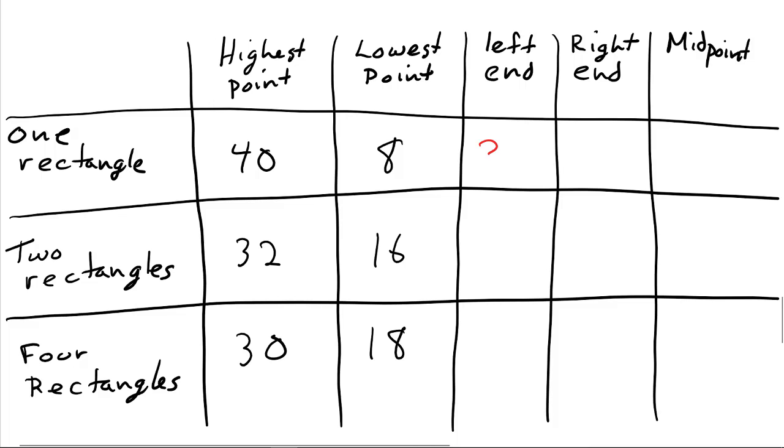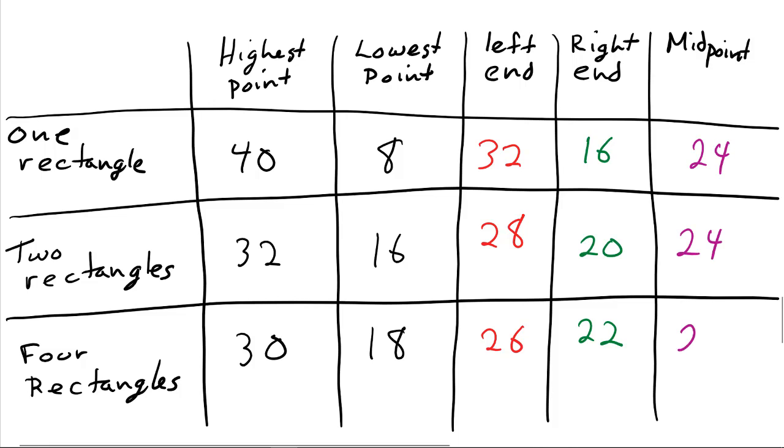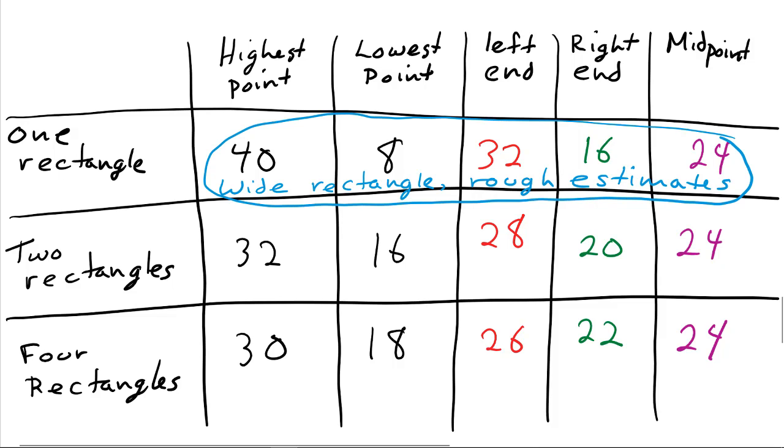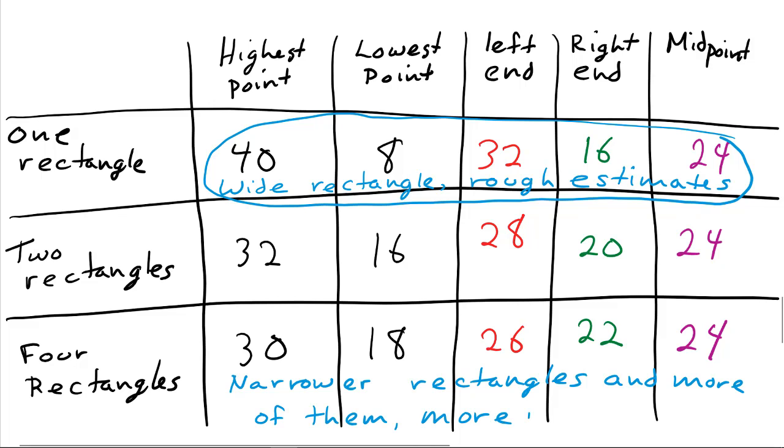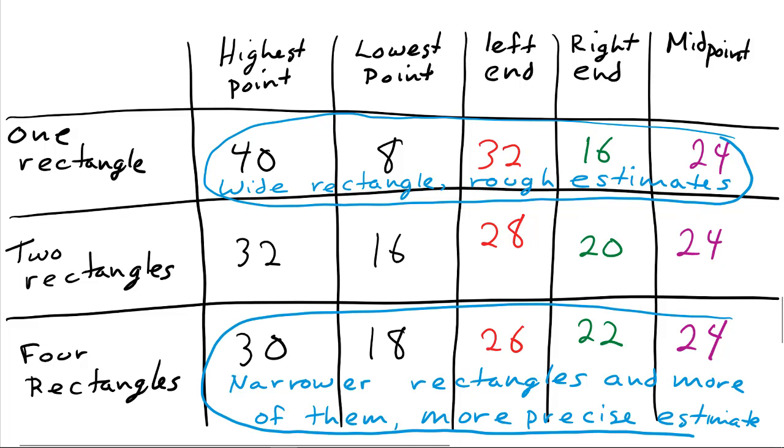The left end, right end, and midpoint estimates are not guaranteed to be too high or too low. They could be either of those, or they could be exactly correct. But you can see that they're getting closer to each other. With 1 rectangle, we had a spread of 16 to 32 on those 3 estimates. And by the time we're at 4 rectangles, the spread is only 22 to 26. So it's much narrower.